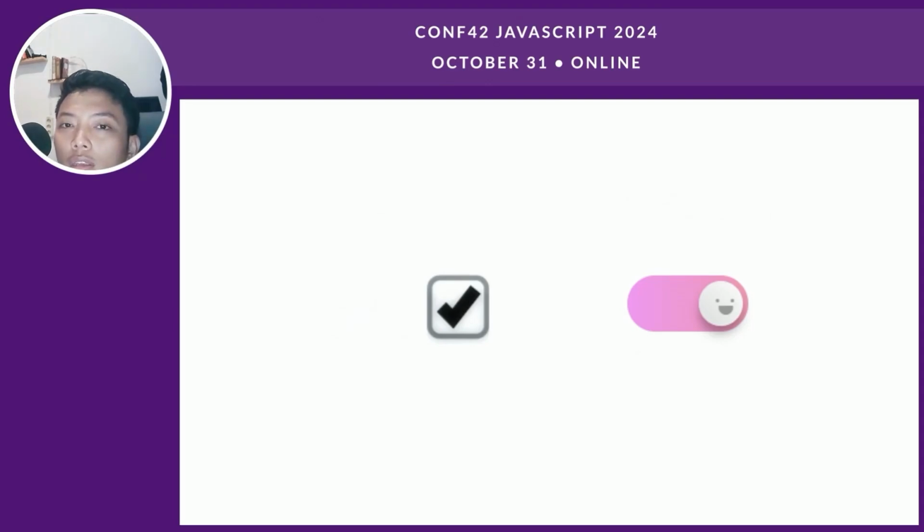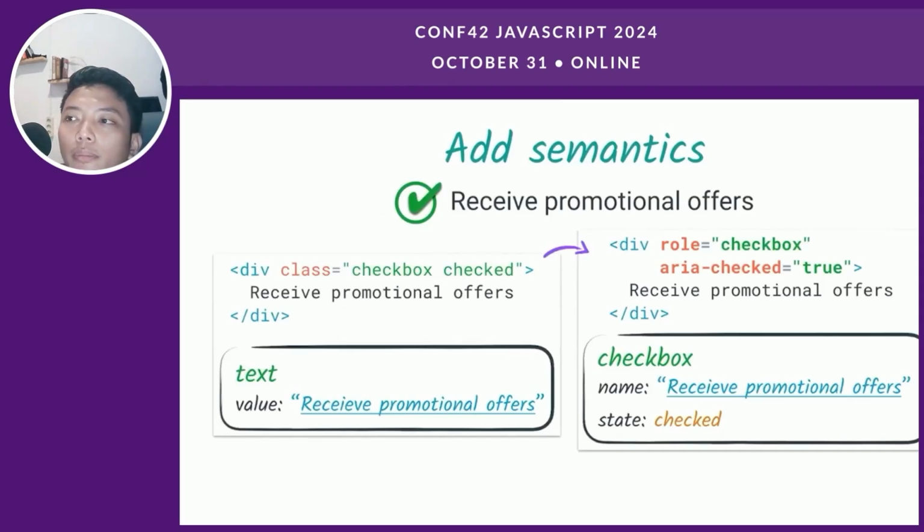So yeah, WAI-ARIA is designed for those components. It can be used on different elements. For example, like this, you can add a role and aria-checked state to the checkbox. So the screen reader now sees that the div is a checkbox.